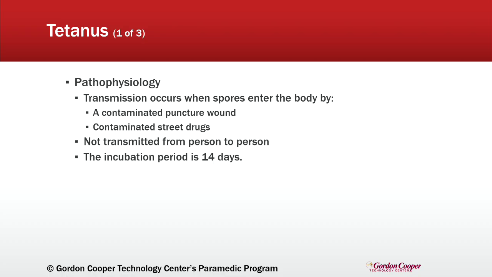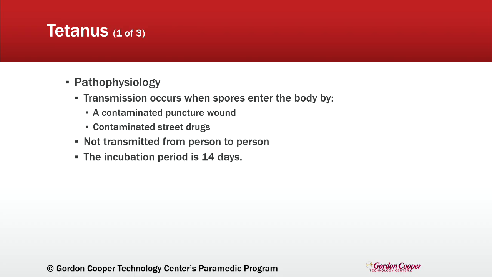Transmission occurs when the tetanus spores enter the body through a puncture wound from some contaminated object that's been exposed to animal feces or soil, that kind of thing that may have this particular bacteria in it. It can actually be spread through contaminated street drugs, as I'd mentioned, through IV drug use. Tetanus is not transmitted from person to person, so we don't have to worry about that.